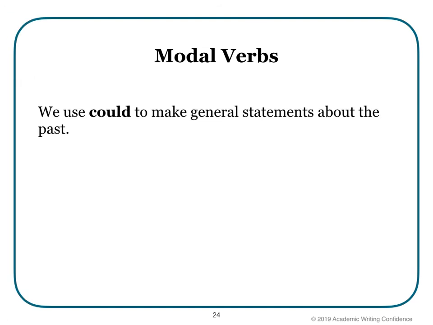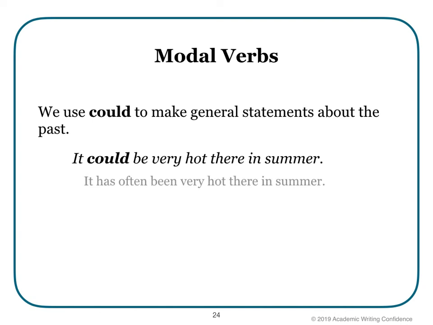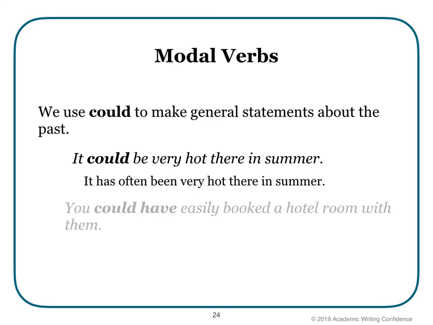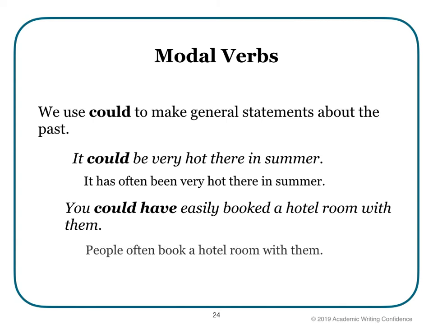Now, we use the word could to make general statements about the past. It could be very hot there in summer. By that, we mean that it has often been very hot there in summer, so it could be. You could have easily booked a hotel with them. Now, here we mean that people often book a hotel with them, and it's very easy.